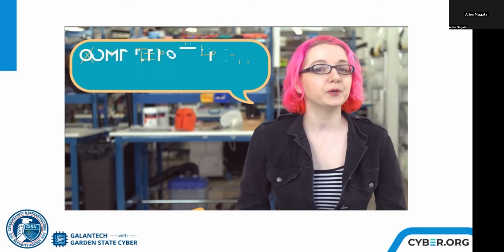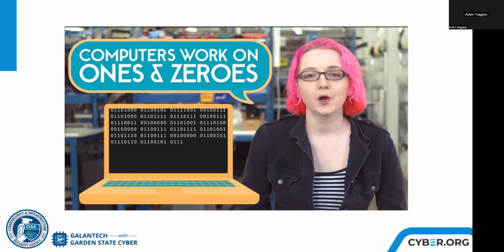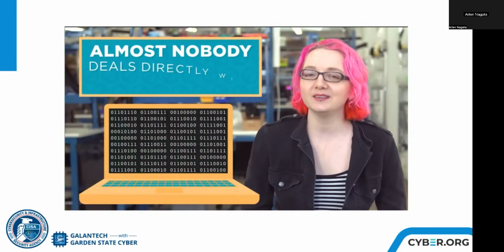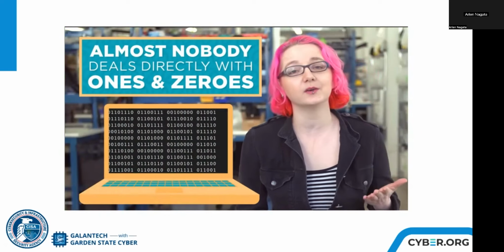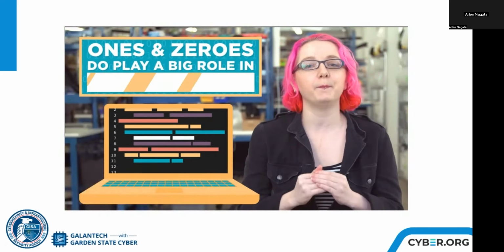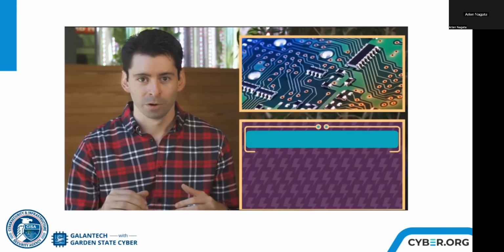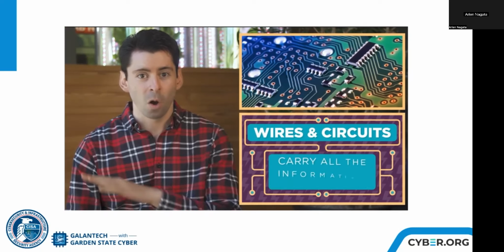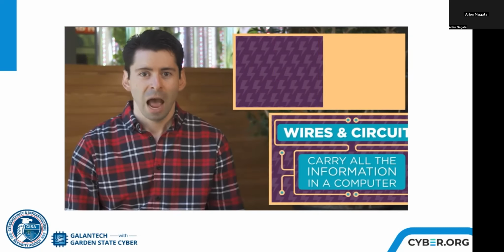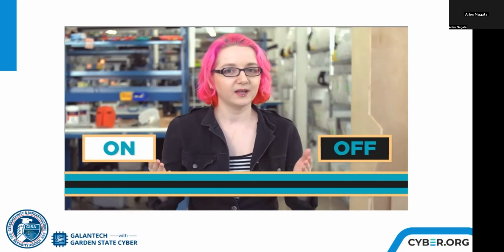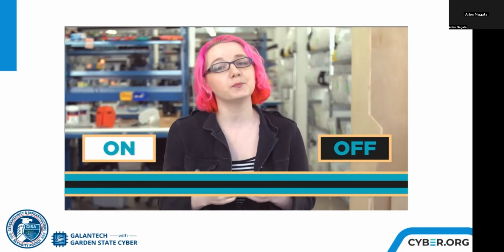You may have heard that computers work on ones and zeros. Or you may have seen scary-looking visuals like this. But almost nobody today actually deals directly with these ones and zeros. But ones and zeros do play a big role in how computers work on the inside. Inside a computer are electric wires and circuits that carry all the information in a computer. How do you store or represent information using electricity? Well, if you have a single wire with electricity flowing through it, the signal can either be on or off. That's not a lot of choices, but it's a really important start.